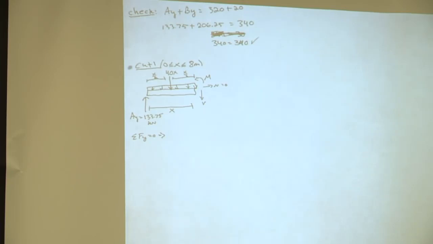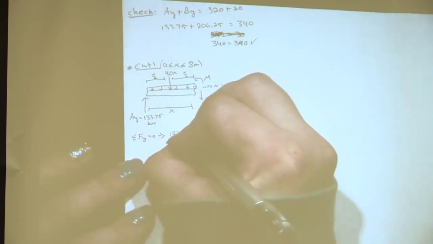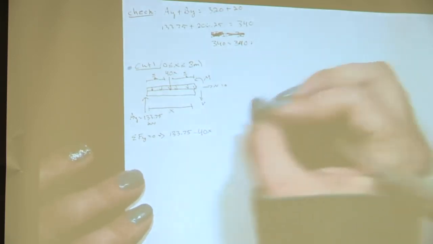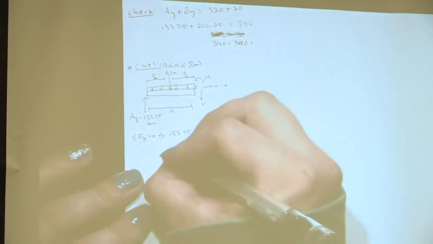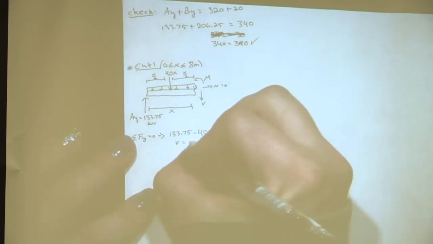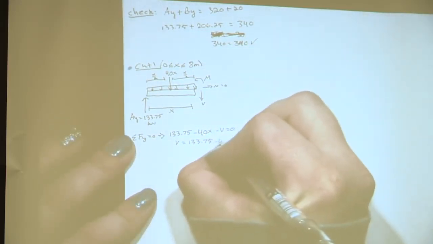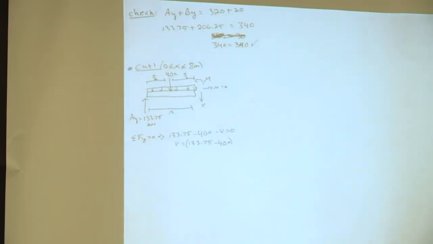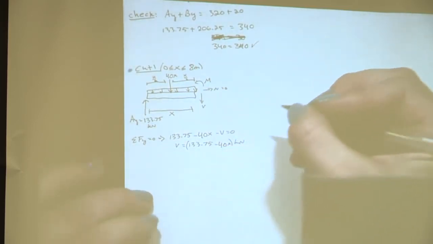Okay, so what should we have in our equation? AY. Okay, awesome. AY, minus 40x, and then what? Minus V is equal to 0. So what would that give us for V? V is equal to 133.75 minus 40x. Awesome. And what is the shear equation? What should the units be? Awesome, kilonewtons. Okay, so now we have our shear equation.